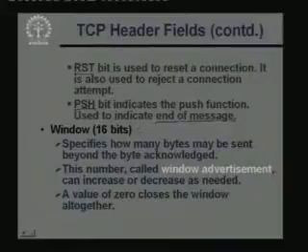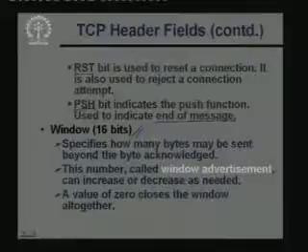And there is another very interesting field, the window field, which is 16 bits. Actually, TCP uses a kind of sliding window protocol at the level of bytes, and the window field indicates the current size of the window. Say if the window field contains a value 5000, this means that the sender can transmit a maximum of up to 5000 bytes without an acknowledgement coming back.